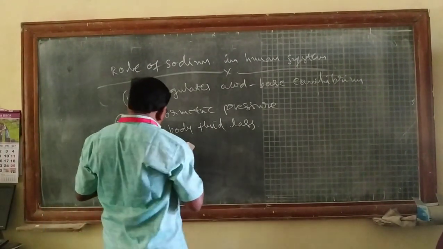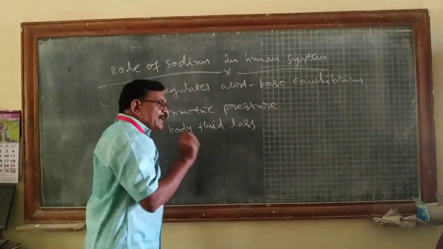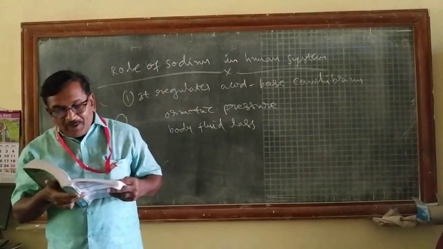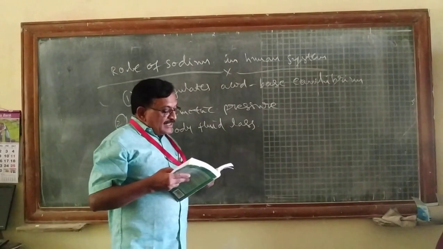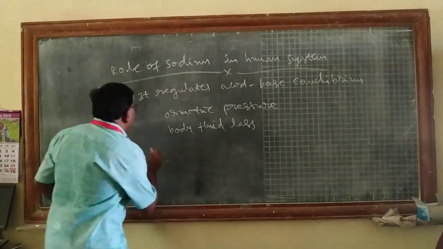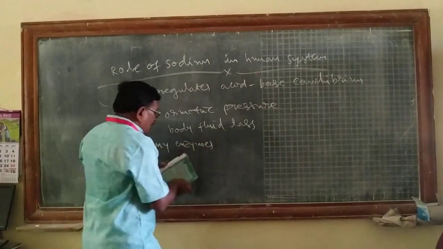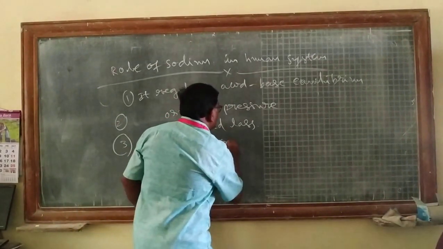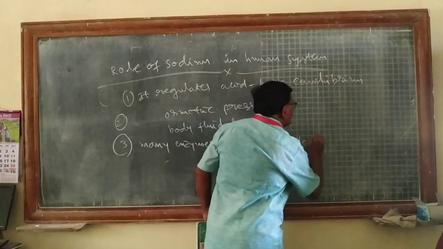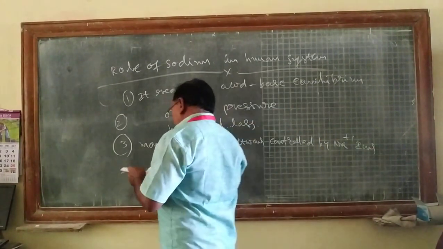Then the third role of sodium ion in the body is the preservation of normal irritability of muscles and the permeability of the cells. So it maintains irritability of the tissues. Then the fourth one: many enzyme reactions are controlled by sodium ions.